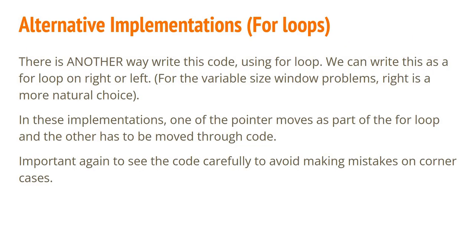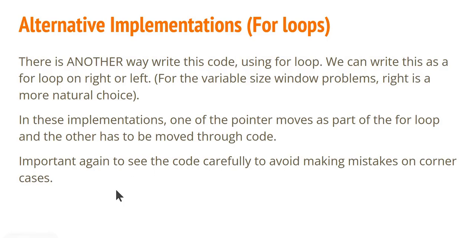There is, in fact, another way to write this code, and that goes with using a for loop. We can write a for loop for left or a for loop for right, although for variable size window problems, as we'll see later, right is in fact a more natural choice. In these implementations, one of the pointers moves as part of the for loop, and the other one has to be moved through the code.